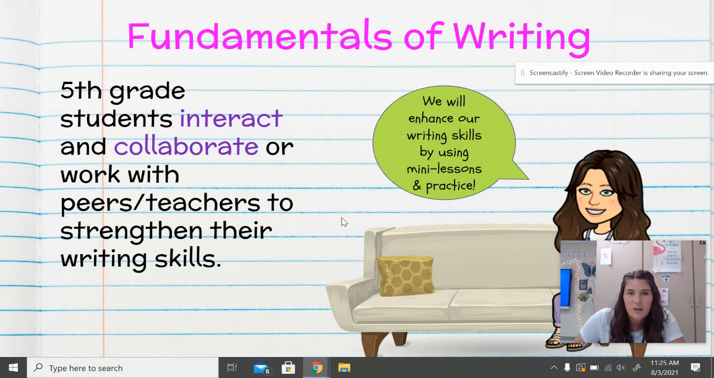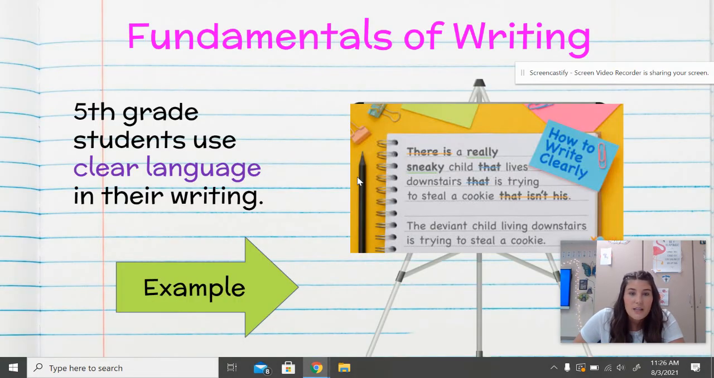We do a lot of this in our mini lessons where we can give a lot of feedback to other people. Say what works for us. So we will definitely enhance our writing skills by using this collaboration in our mini lessons and practice. Next, fifth grade students use clear language in their writing.